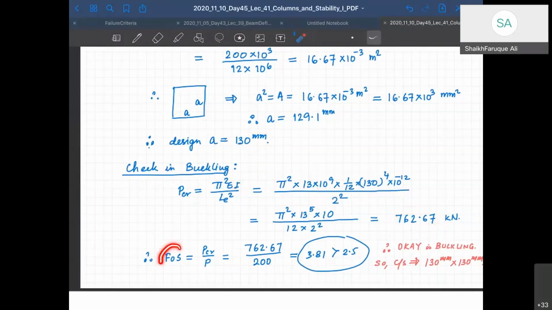Now, what is the factor of safety? Factor of safety is going to be PCR by whatever P you have designed for, right? So it's 762 by 200, which is 3.81, and greater than whatever minimum factor of safety is given to you. Therefore, it is safe in buckling too. Therefore, 130 mm square is the design cross section of the column, right? So this design actually tells you two things. One is if you start design from buckling, you have to check in strength. If it fails in strength, you have to go back and do it again and check for buckling.